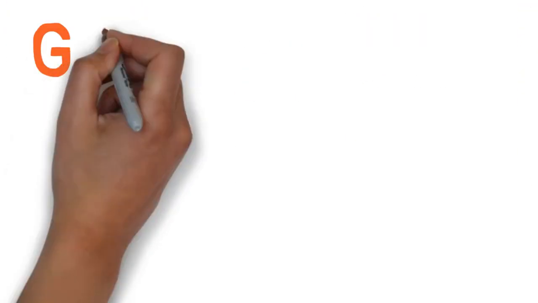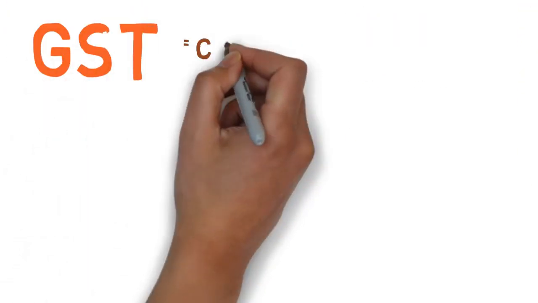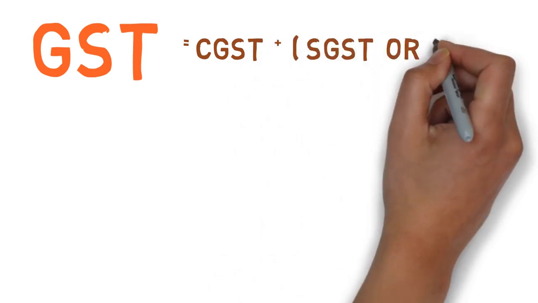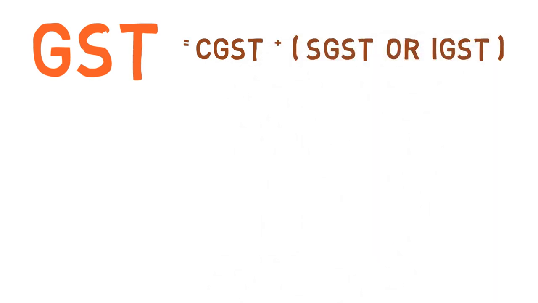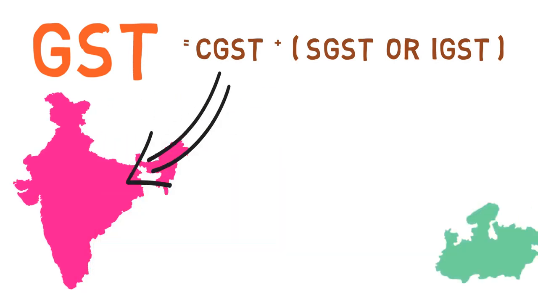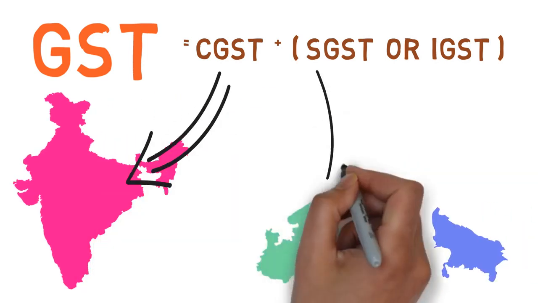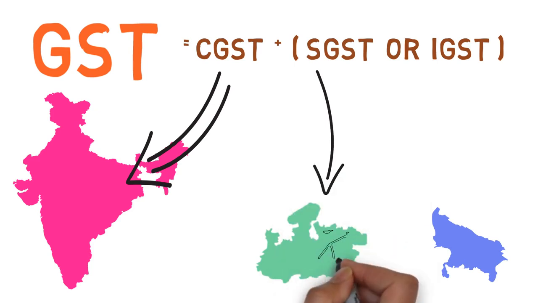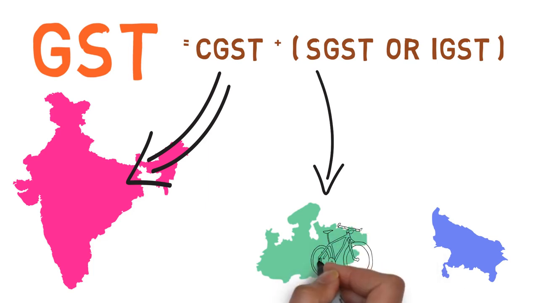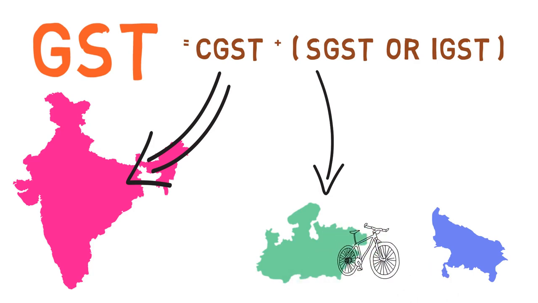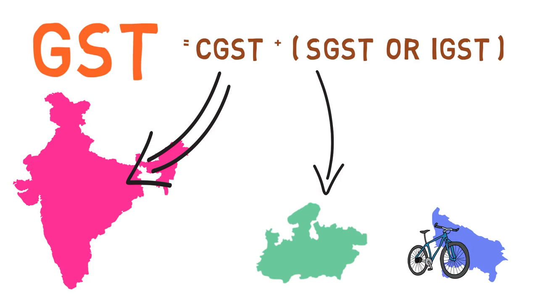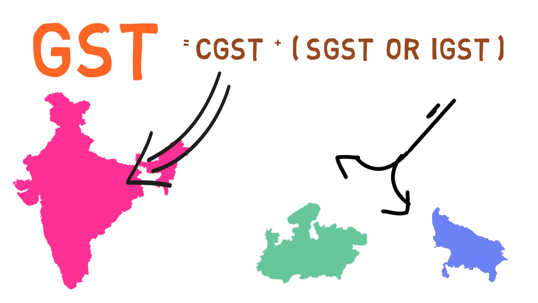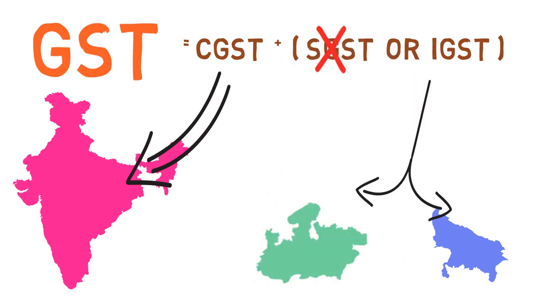Let's take GST in details. GST is a combination of CGST and SGST or IGST. CGST is central GST, which is paid to the central government. SGST is the state GST, which is paid to the state government. And IGST is the integrated GST which comes in the situation when goods and services moves interstate. For example, product A is manufactured in Madhya Pradesh and sold in Uttar Pradesh, so IGST is distributed between both the states. In this case, SGST will not be collected.